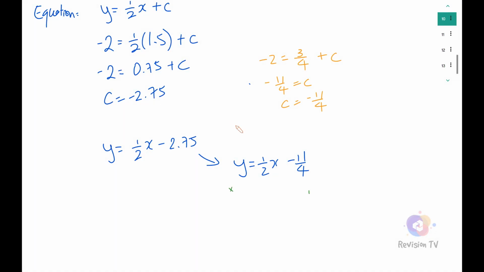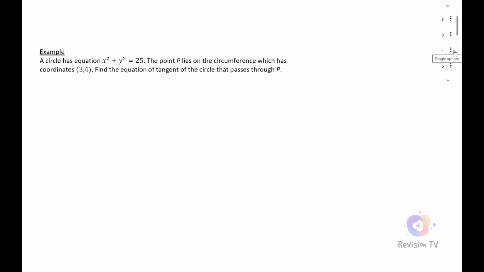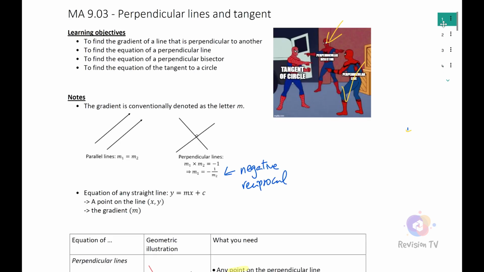So if we multiply this by 4, this by 4, and this by 4, then you get 4 times y, which is 4y. 4 times a half is 2x. 4 times negative 11 over 4 is negative 11. And that's the answer. Next, we are moving on to the equation of a tangent of a circle. So we have successfully tackled another Spider-Man. Now we need to deal with the last Spider-Man, which is the tangent of a circle.